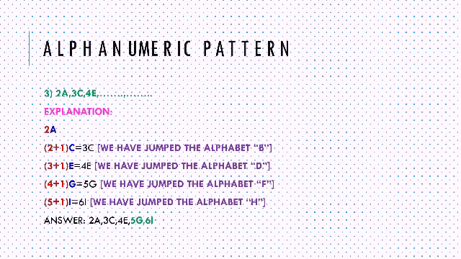So after E comes F, we will not write F as per the pattern, we will write G. Then after G comes H, we will not write H because this is the pattern that is given here. So after H comes I. So we will write I. So what will be your answer? Your answer will be 5G and 6I.